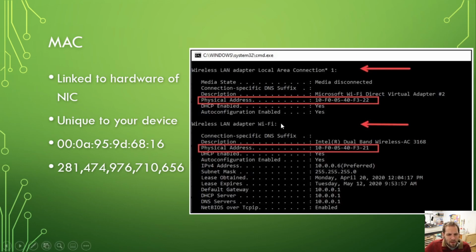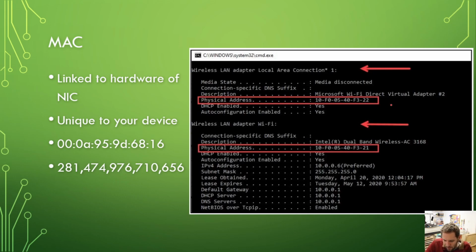All right. Next, we lead on to MAC. MAC stands for Media Access Control. This is actually built right into all of your devices. This is linked to the hardware of your NIC, your network interface card. So a wireless adapter has one. My other wireless adapter has one.